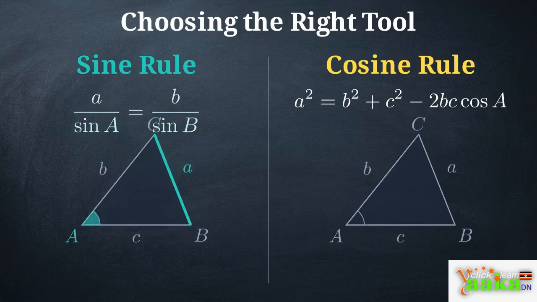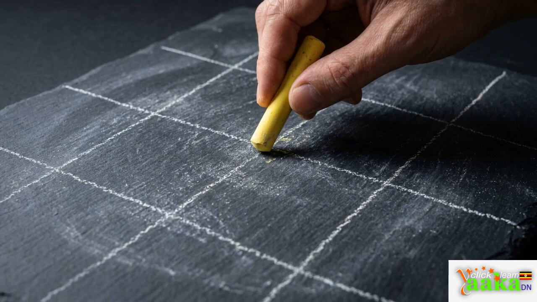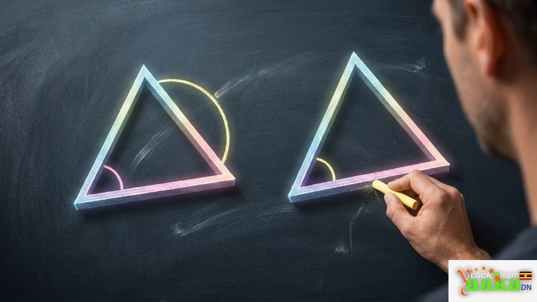The sine rule needs a matching pair, a known angle and its opposite side. The cosine rule is used when you know all 3 sides or when a known angle is tightly sandwiched between 2 known sides. Before you write down a single number, diagnosing your starting variables, looking for either that matching pair or that sandwiched angle, is the most critical step in solving the problem.